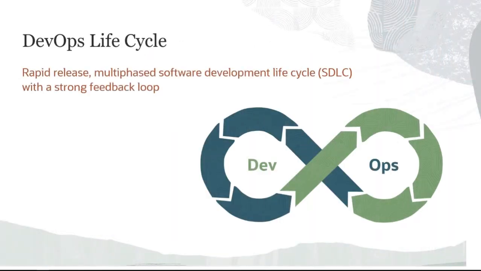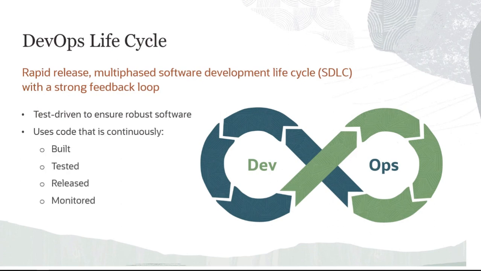Let's look at the DevOps lifecycle. It is defined as a rapid release, multi-phased software development lifecycle. And in addition to having a built-in strong feedback loop, this lifecycle is stress-driven to ensure robust software and uses code that is continuously built, tested, released, and monitored.